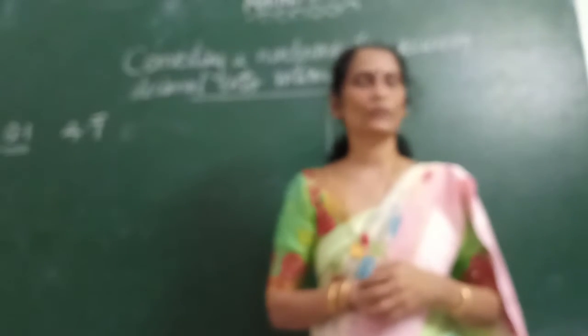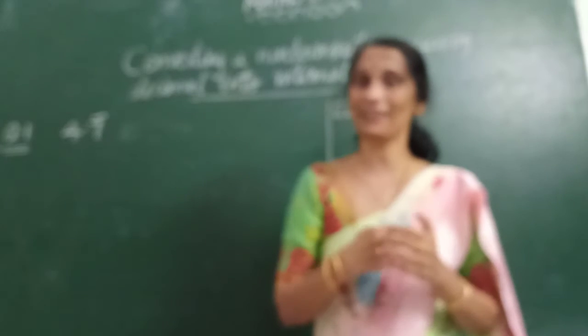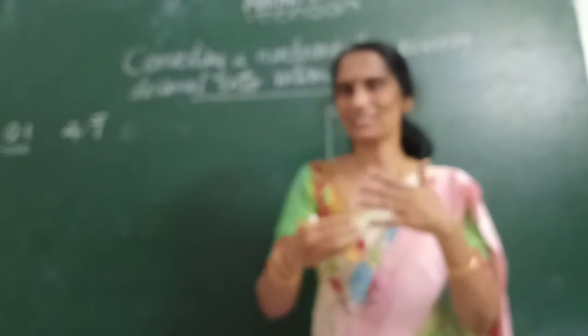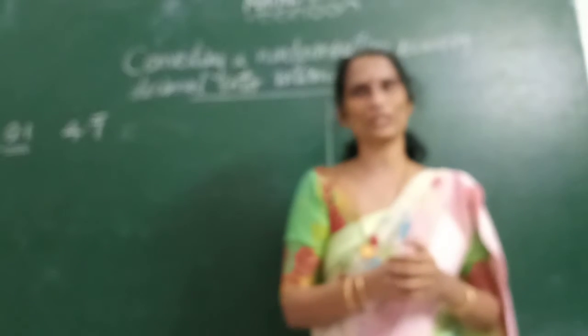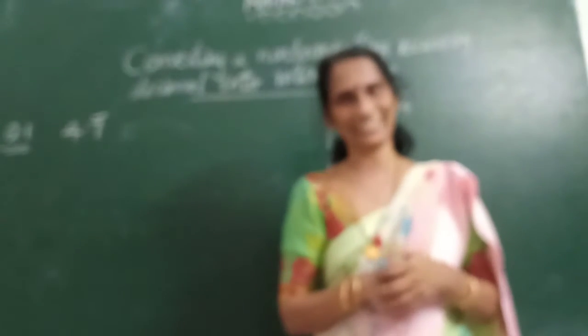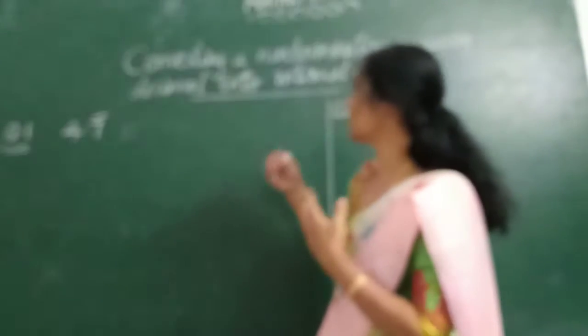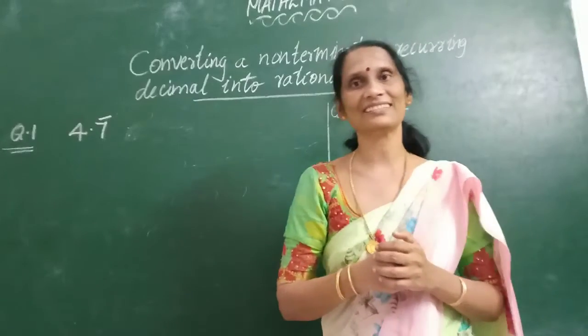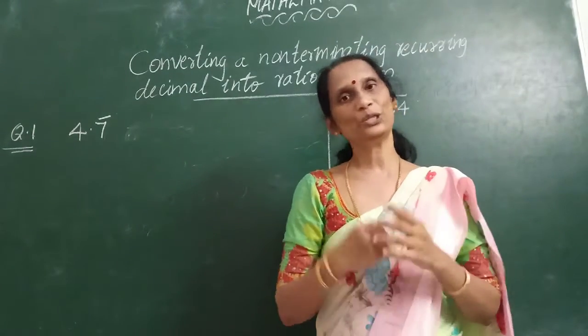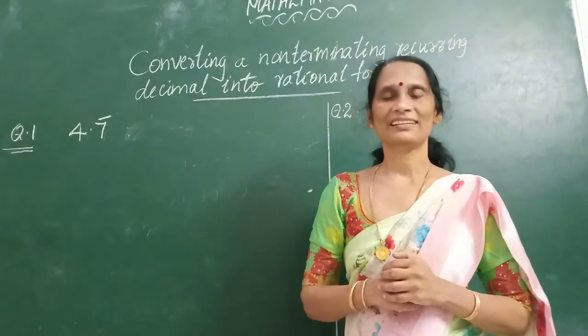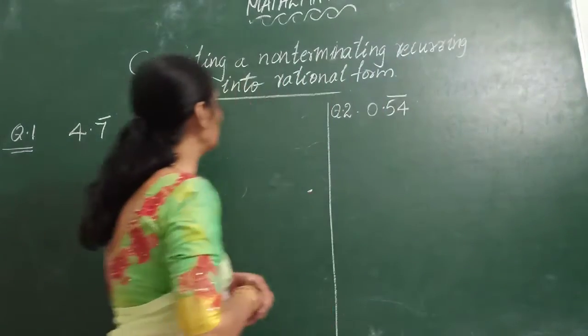Shall we? Okay, what do we mean by rational form? What are rational numbers? Any numbers which are in the p by q form, where q is not equal to 0 and p and q are integers, right? So we have to change these non-terminating numbers, which are non-terminating as well as recurring, into the rational form. And let us see how we will do it.